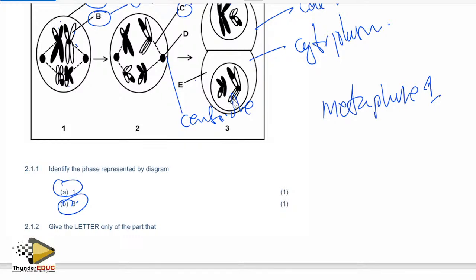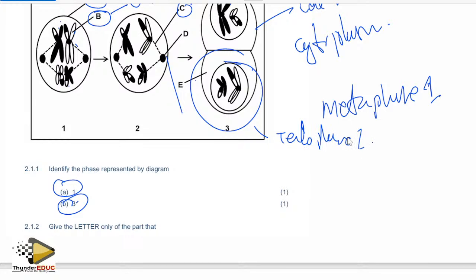Diagram three is telophase one. The chromosomes have reached the poles. The nuclear membrane has formed. So it's telophase one.